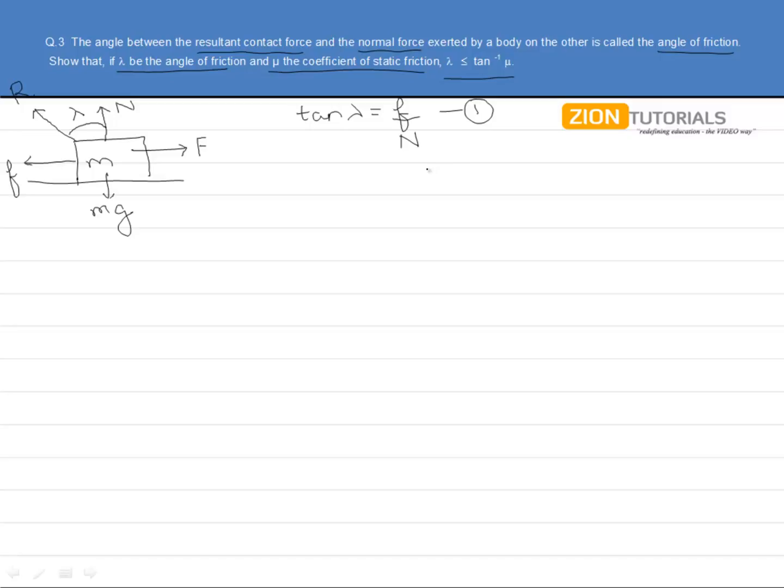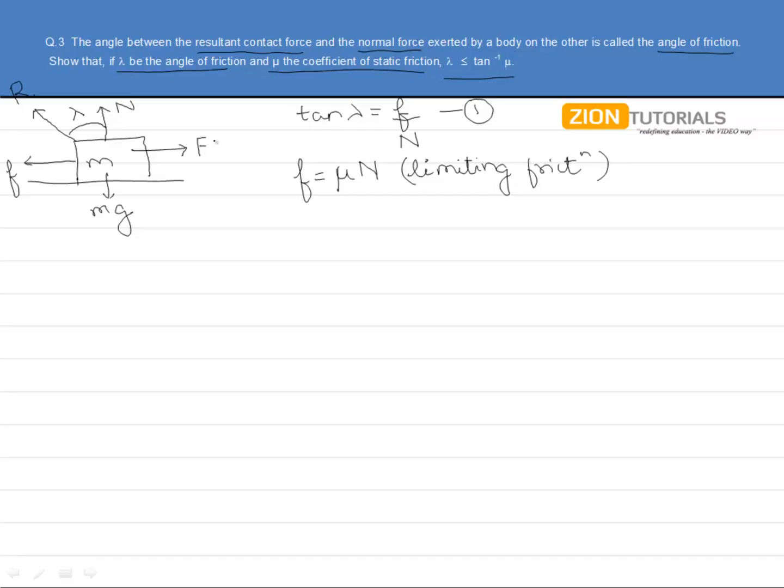Let us proceed ahead. We all know that F equals mu N is the limiting friction, that is, this is the maximum value of the frictional force that will be applied on the block. So we can write it as limiting friction.